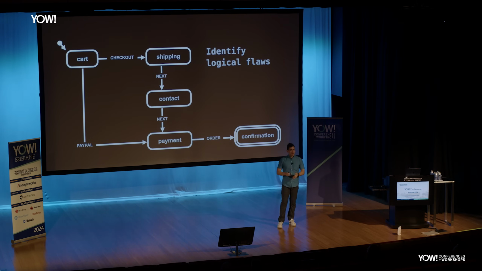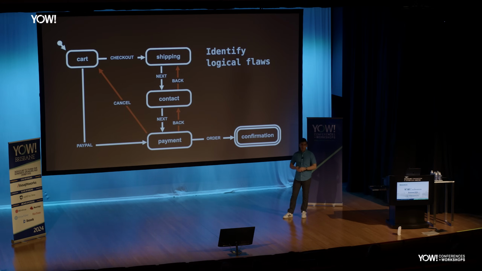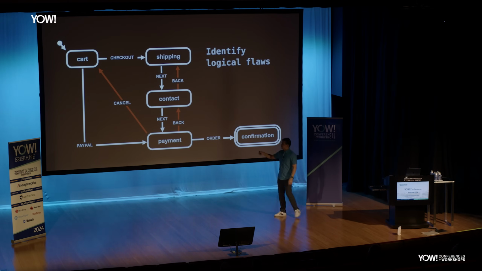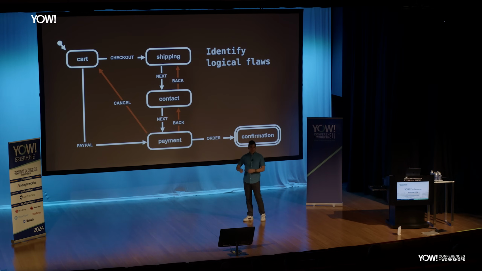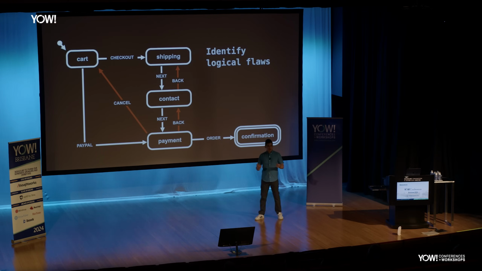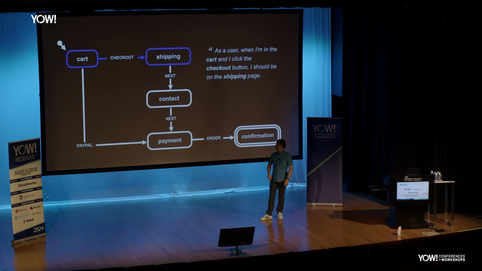That doesn't mean that your software is necessarily correct. Can you see anything wrong with this diagram? Well, we might be missing a few states. For example, if we have this payment form, we might be missing the option to go back, or if we're on the payment state, we might want to give the ability to cancel. And this is something that both developers and non-developers can catch just by looking at the diagram.